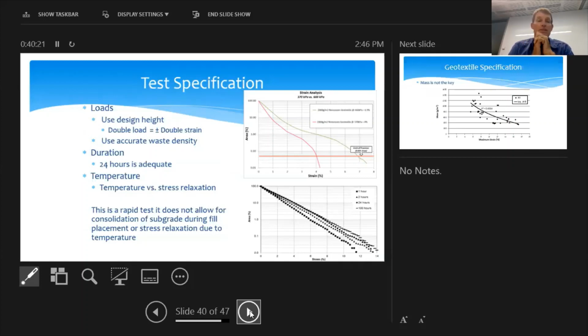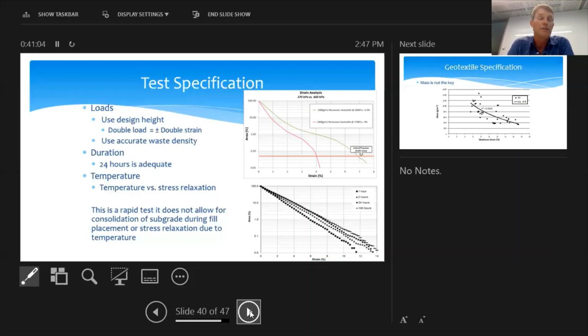In terms of test specification, and this is open to interpretation, the UK method has very strict guidance on what should be put into the test. I'm not convinced that's the right way to go, and everybody's allowed to have their own opinion on it. But essentially what we know is that, in my opinion, you should be using the design height. If you double the load on the system, you will double the strain. We've done enough testing to know this: as you increase the load, the strains increase. So if you double the load, you double the strain. So that's important to understand.